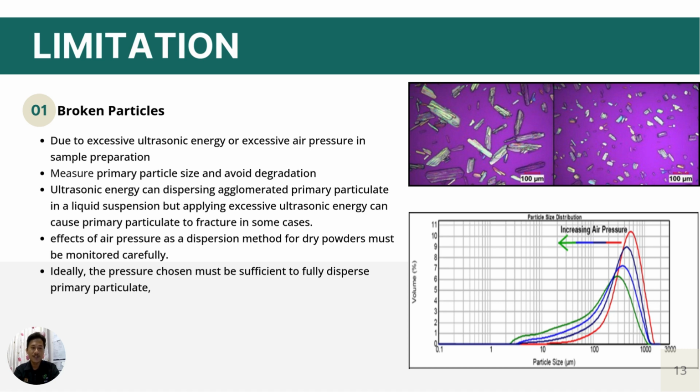Also, the effect of air pressure as a dispersion method for dry powder must be monitored carefully. The pressure chosen must be sufficient to fully disperse the primary particulate. The picture here shows, on the left side, the primary particles observed under a 100 micron scale microscope. On the right side, when we apply excessive energy using ultrasonic, the primary particles break into smaller particles. So when we apply extra energy to our particles, it will degrade the primary particles themselves.